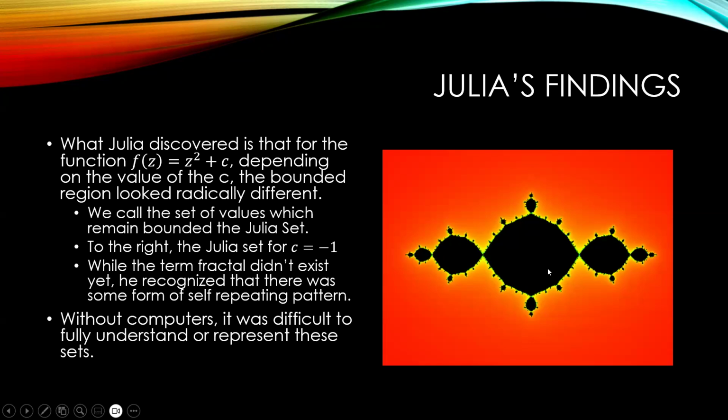This is the set of values which are going to remain bounded. If we iterate 0, and we keep plugging in 0, and then we get a value out, and then we plug that value in, and then we keep plugging it in, all of the stuff in black is going to remain bounded. Everything in a different color is telling us how quickly it's going to escape out to infinity.